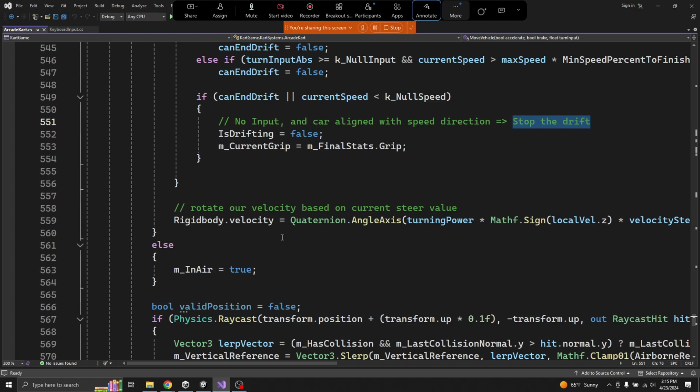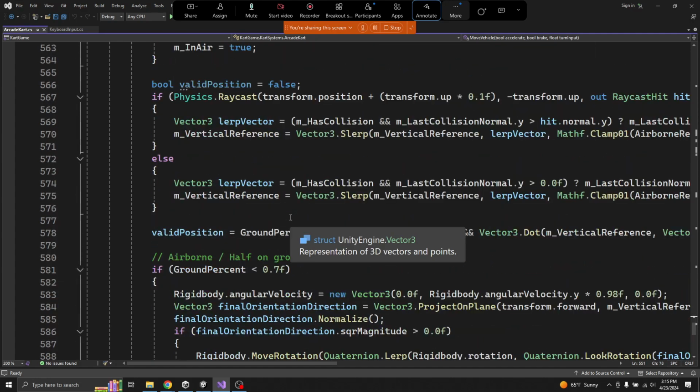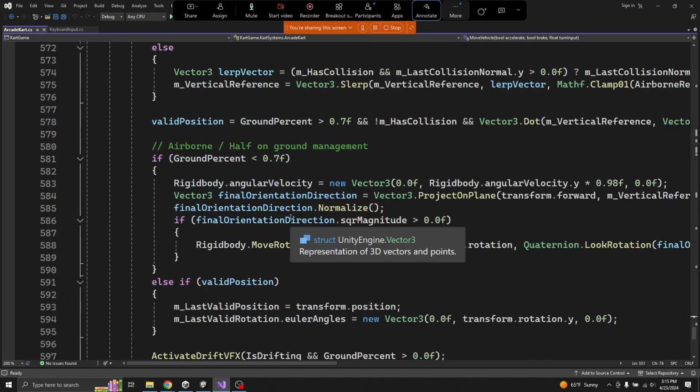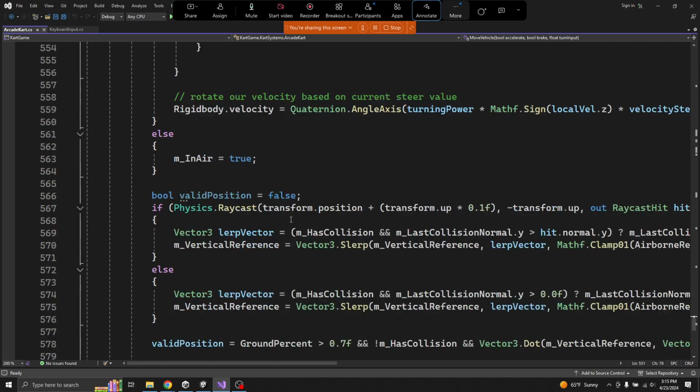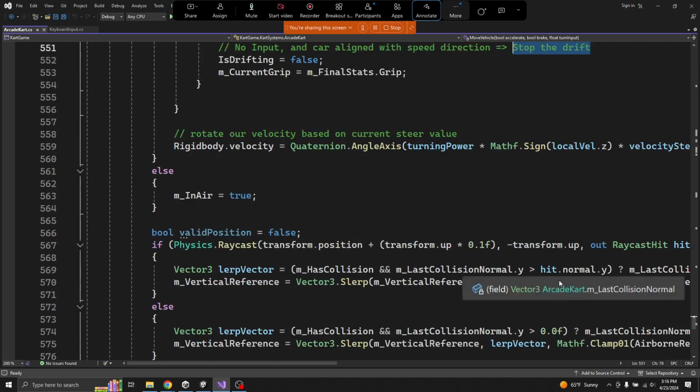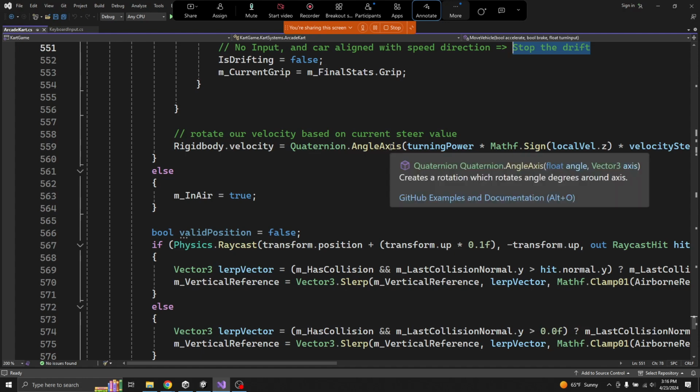All right, so rotate our velocity based on current steer value. I'm just going to move down a little bit because it looks like we're almost done. Wow, this is like a monster method. So, Quaternion.AngleAxis: create the rotation which rotates the angle degrees around. Remember, a quaternion is like a 3D rotation.